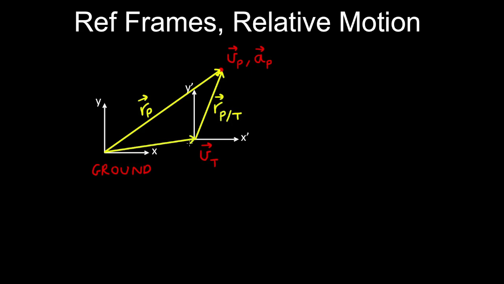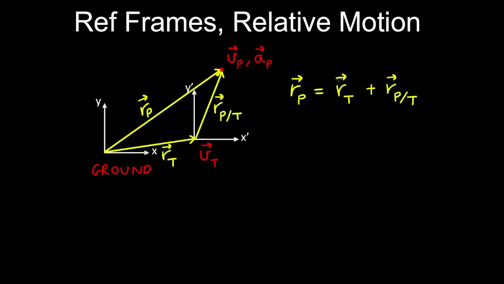And now we'll take a vector from our ground reference frame to our translating reference frame, which we'll call RT. So using the head to tail method of vector addition, we have the radial vector to the particle measured from the ground is equal to the radial vector to the translating reference frame plus the radial vector to the particle p measured from the translating frame. So this translating reference frame may be a car traveling at some velocity.